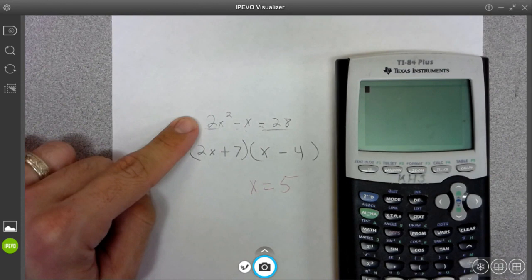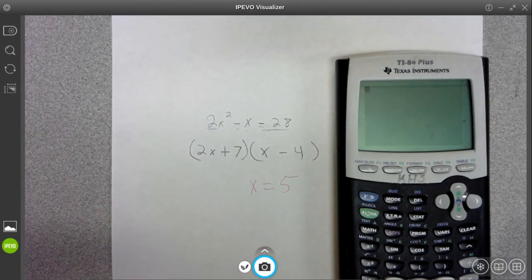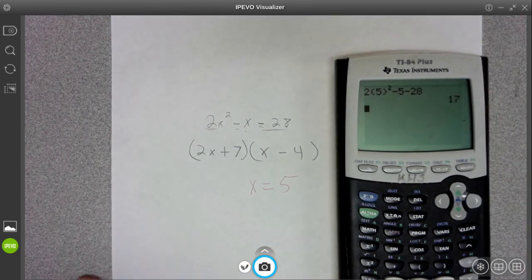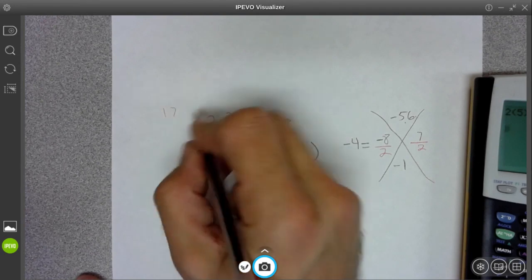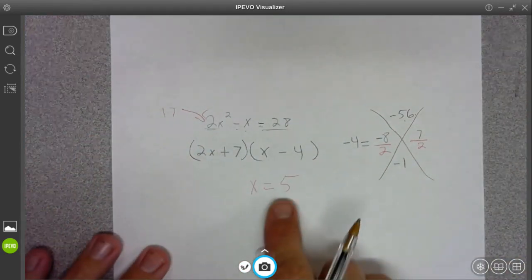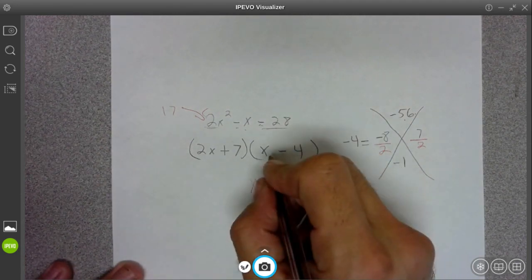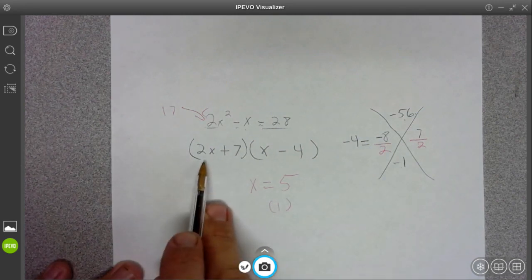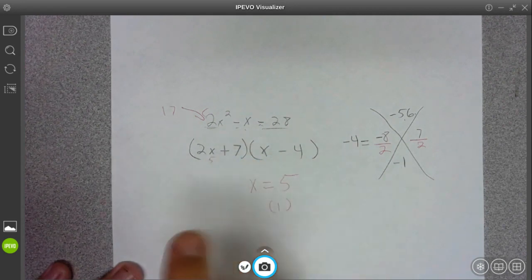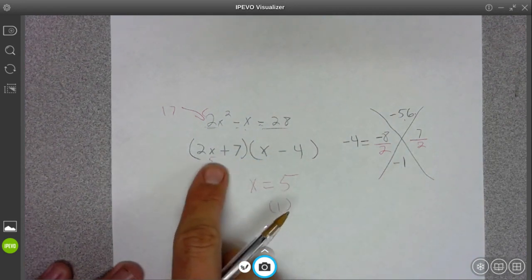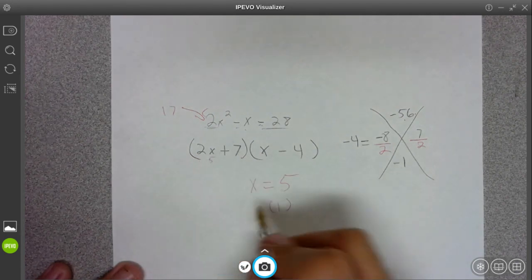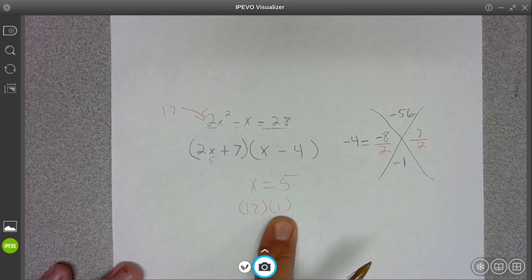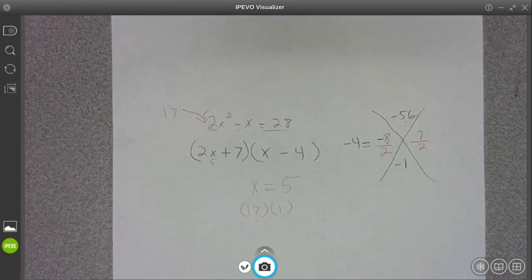On the original, you could do this in your head if you wanted to, but all right, 2 parentheses, 5 squared minus 5 minus 28. So you get 17 on the original when you plug in 5. But now when you plug in 5 for x on here, again, you could use a calculator, but it's not that hard. 5 minus 4, that's equal to 1. And then over here, when you plug in 5, 2 times 5 is 10. 10 plus 7 is 17. So that's 17. And 17 times 1, that's 17.